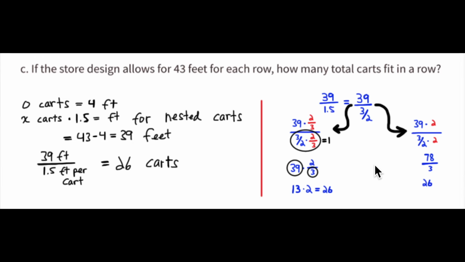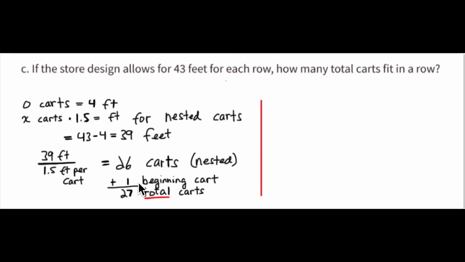Not spending a lot of time on this, but it's useful to look at easy decimal values as fractions, and try to do the calculation in your head. So we have to add this one last cart, the beginning cart, so that gives us 27 total carts.